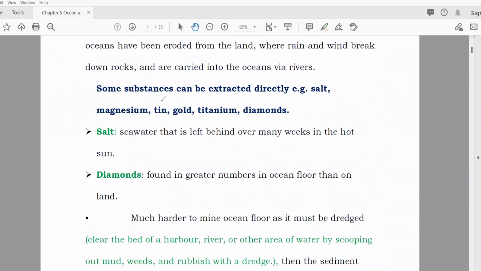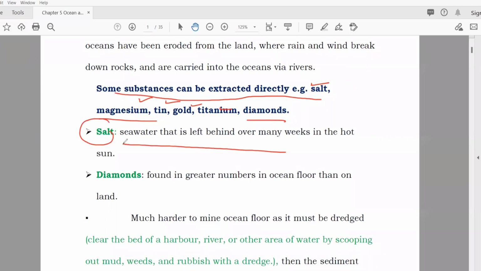Now, the most common things present in the ocean, which you can directly extract, are salt, magnesium, tin, gold, titanium, and diamond. They're also found in the ocean. For example, talk about salt. Salt water is left for many weeks in a hot sun. If you take seawater and put it in an open place, due to sunlight all the water will evaporate. When the water evaporates, behind it you will find the salt. So you can say salt can be obtained from the oceans.